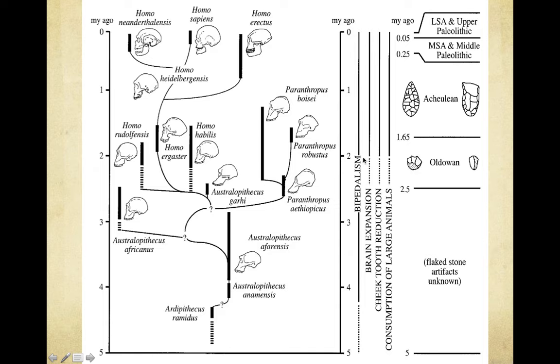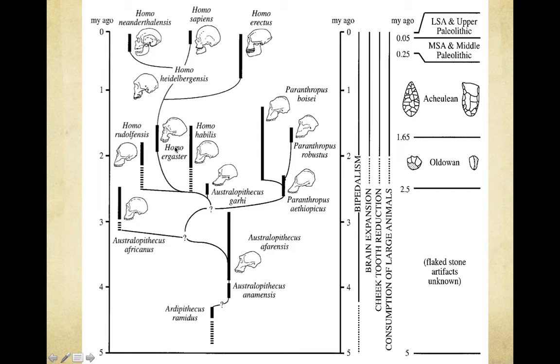You're going to see about 2 million years ago, we see a quick expansion of the brain. And this, of course, is right when the genus Homo appears. So our species here is going to have larger brains on average than others. Cheek tooth reduction means that we're getting smaller teeth, and we're going to talk about the significance of that. Consumption of large animals. Again, about the 2 million year mark.